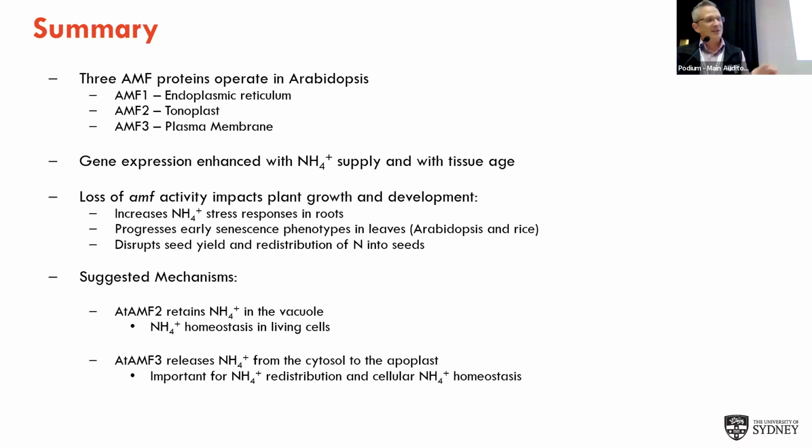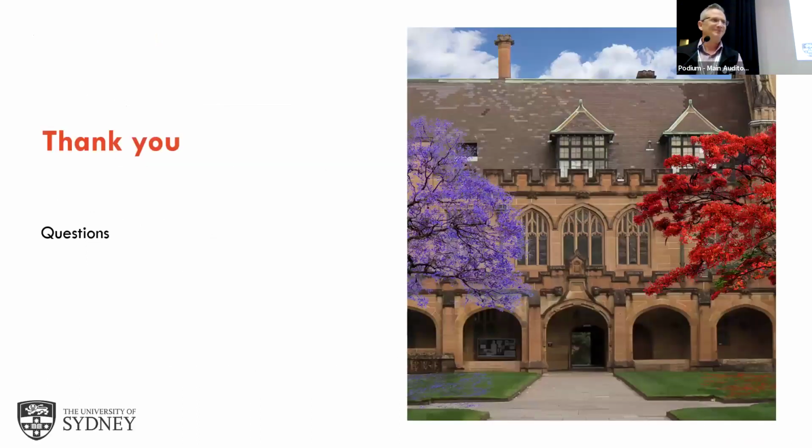Our suggested mechanism at this point in time is that AMF2 retains ammonium in the vacuole, a very important part of plant cell development to make sure it doesn't have high concentrations of ammonia, and it manages ammonium homeostasis in living cells. And AMF3 is activated basically to remove ammonium from the cytosol into the apoplast, and that's really important as those plant cells start to senesce, to liberate a lot of that ammonium back into the apoplastic space and to deliver it into developing meristems and developing seeds. I'll stop there. Thanks.